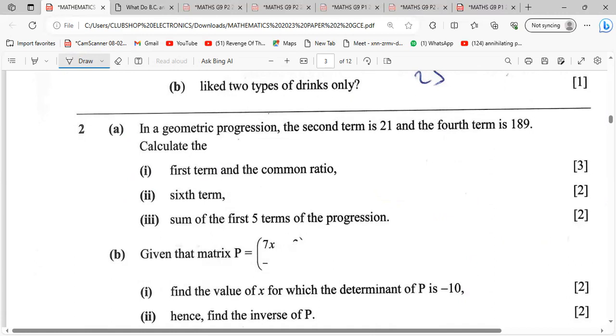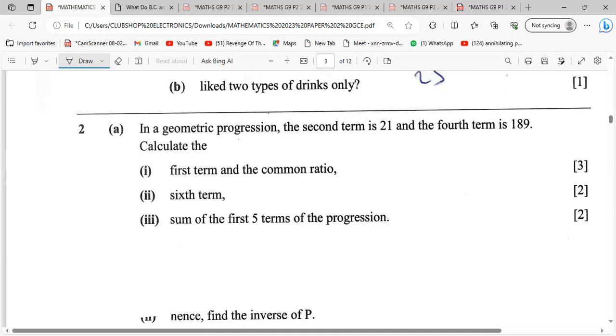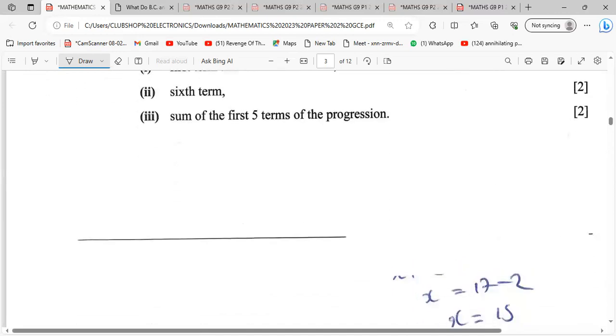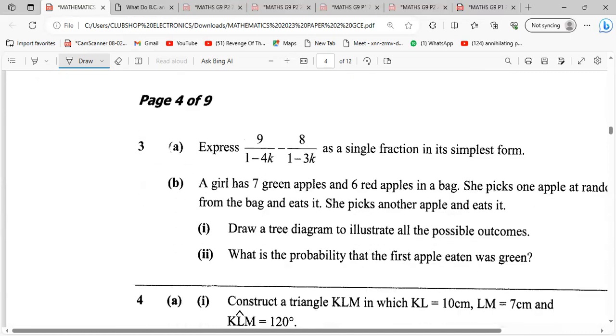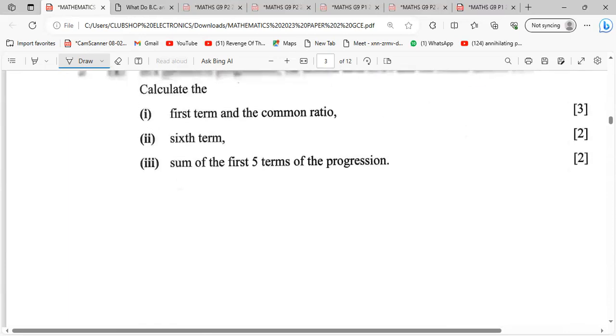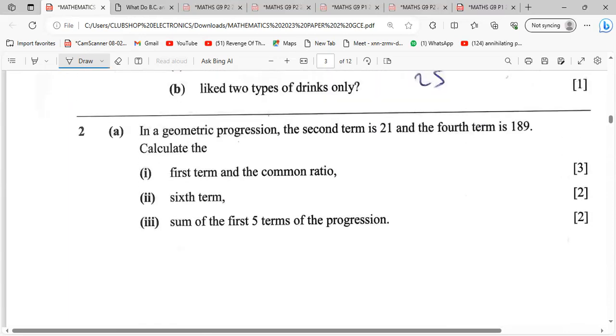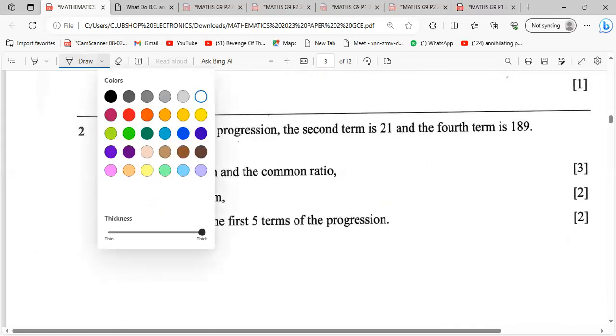So we'll start with question 2A, but then we'll do B. So I'm just trying to get space. Okay, so question 2A is as follows.